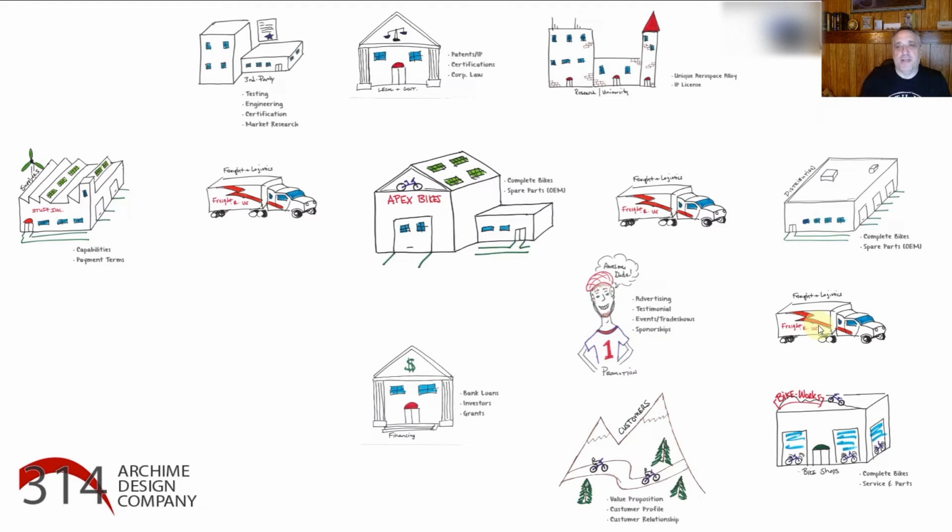You can see where my marketing guy is. You can see I have freight and logistics on both sides of my business. I have my partners across the top, my bank down below, and then my suppliers off to the other side.